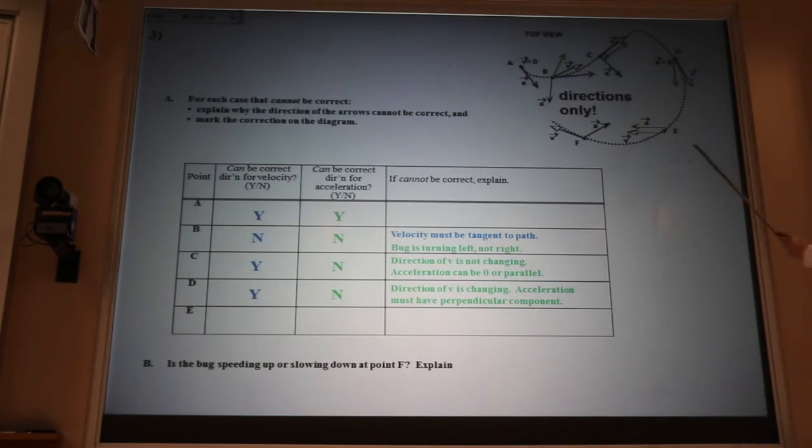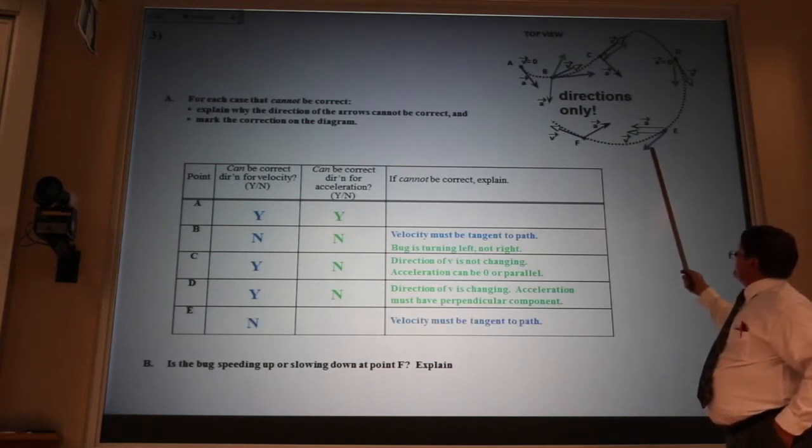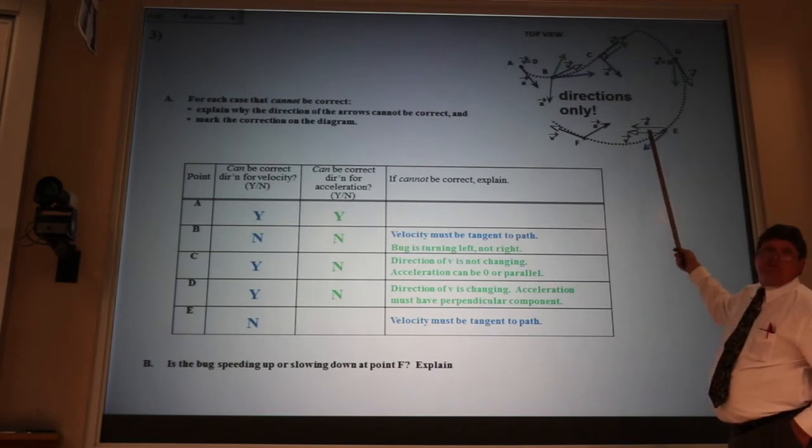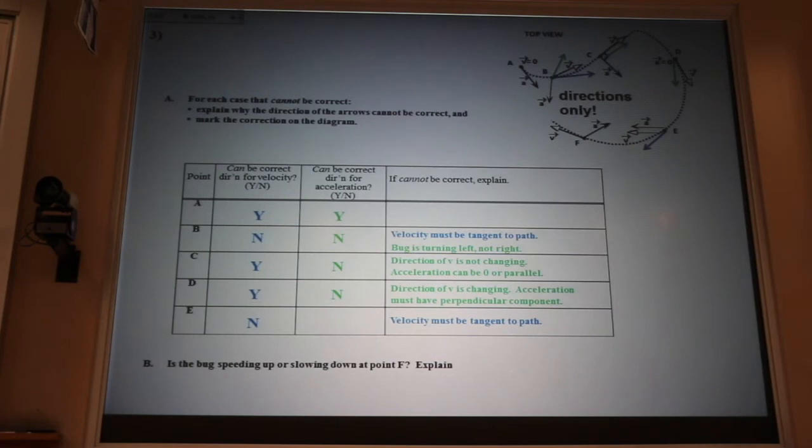Now if I look at E, that velocity vector looks wrong. It's got to be tangent. But if I correct the velocity vector, is this a possible acceleration? Yes. It means the bug was speeding up there. I don't know what the bug really was doing, but that's possible. And so the answer is yes.